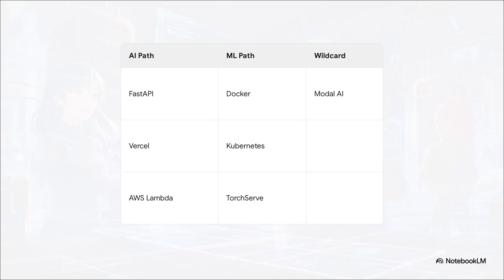But if you're an ML engineer, you'll be deep in Docker, Kubernetes, TorchServe, and TensorFlow serving. You'll use Docker and Kubernetes to isolate models, and TorchServe and TensorFlow serving to handle high-throughput, real-time inference. Here is the game changer, Modal AI. This wildcard is a serverless GPU platform where you define compute requirements in Python scripts and it automatically scales bursty workloads from massive compute down to zero instantly.